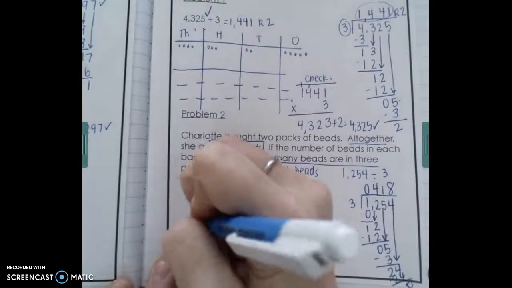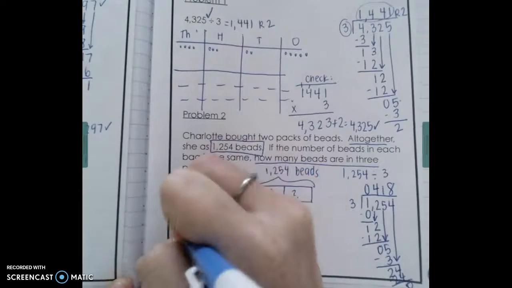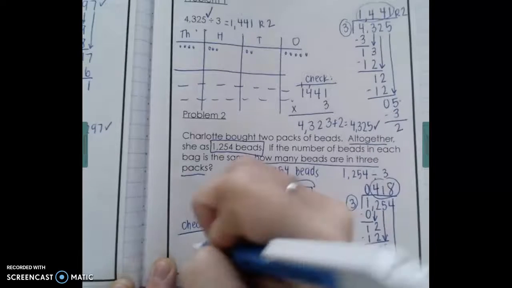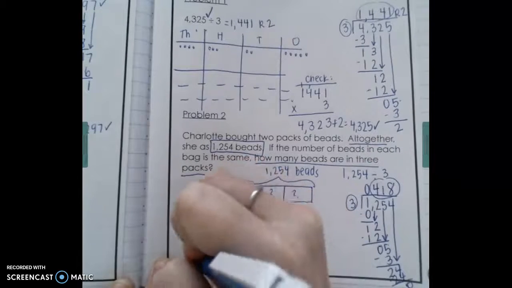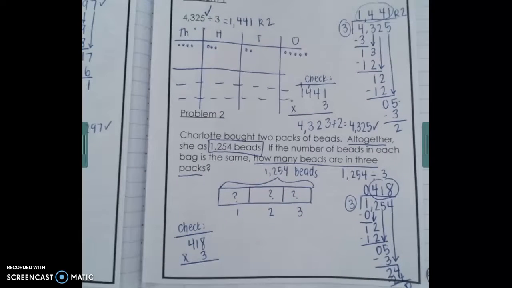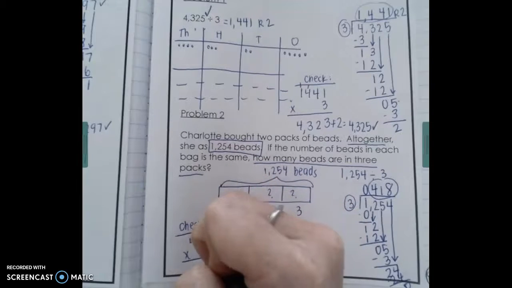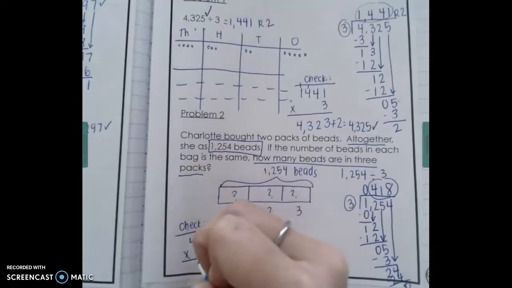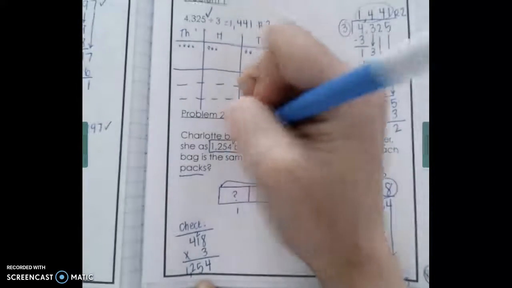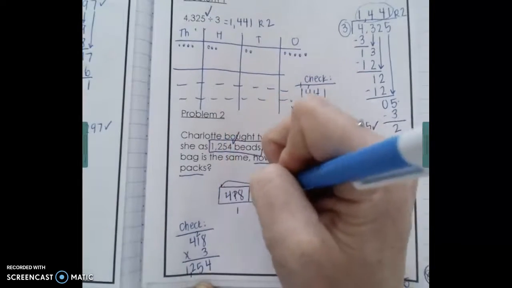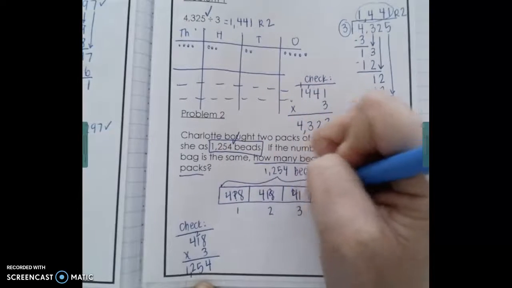Okay, I'm going to do a check to make sure I have it right. So remember, when we check, we're going to take our divisor and multiply it by our answer. So 418 times 3. Multiply and check it. Make sure you get the right answer. 3 times 8 is 24. 3, 4, 5. And 4 times 3 is 12, which is exactly what we got as our total number. So each pack is getting 418 beads.